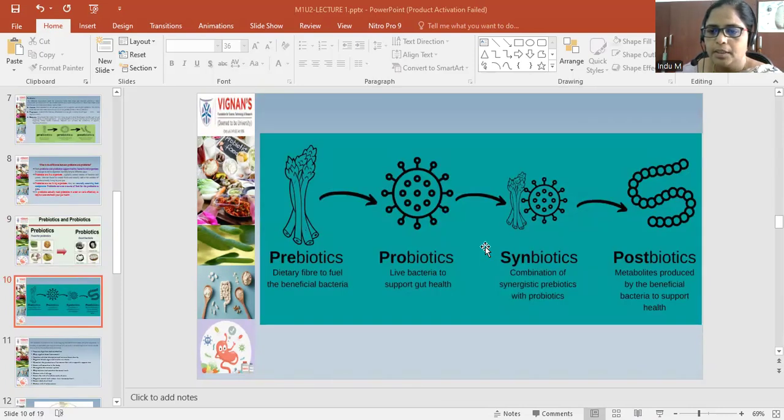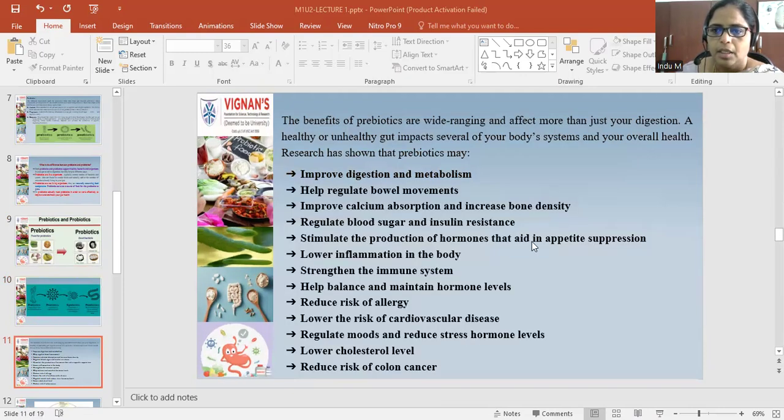So next, another term is symbiotics. If you combine prebiotics and probiotics, then that product is called symbiotics. What are the benefits of these prebiotics? So a lot of benefits are there.